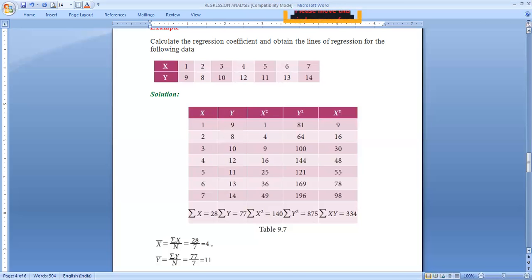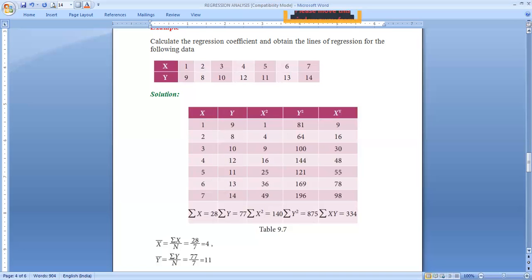And now we calculate the values of x square, y square, and xy. The values of x square are 1, 4, 9, 16, 25, 36, and 49, while the values of y square are 81, 64, 100, 144, 121, 169, and 196.